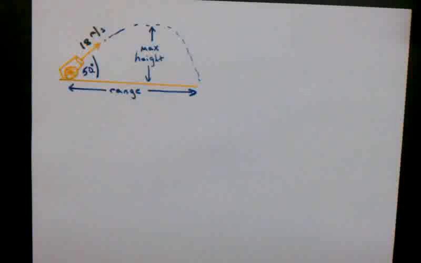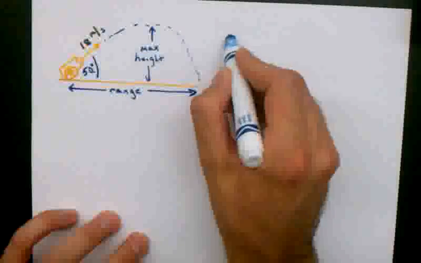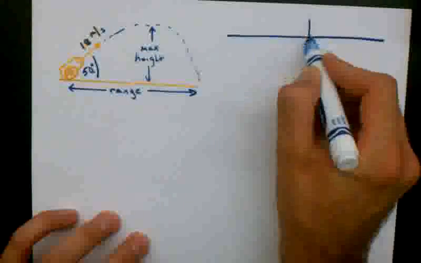In this problem, I'm asked to find the maximum height, the time of flight, and the range for a projectile fired from a cannon at 18 meters per second at an angle of 50 degrees above the horizon. The first thing to do is break up my initial velocity into x and y components.